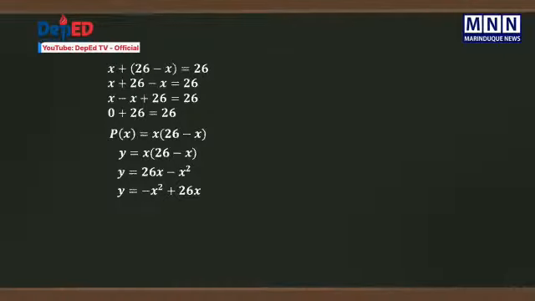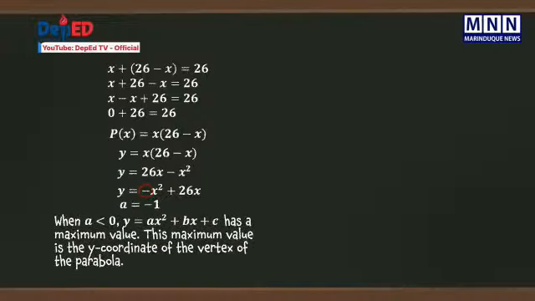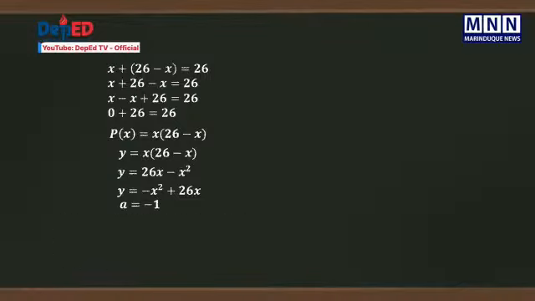We can see clearly the value of the leading coefficient, or the coefficient a, which in this case is negative 1. If a is less than 0 or negative, it means that the quadratic function has a maximum value. This maximum value is the y-coordinate of the vertex of the parabola. So, we need to identify the vertex of the parabola so we can determine the function's maximum value.